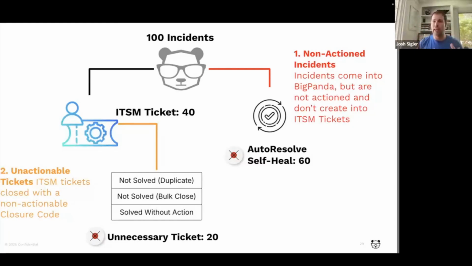So also look at the tickets being opened where the team is giving you feedback through closure codes or other methods to say, hey, this wasn't actionable for me. To me, that's also a candidate to ask, why are we opening tickets for things that people look at and say, this isn't helpful, I have no action to take from them?